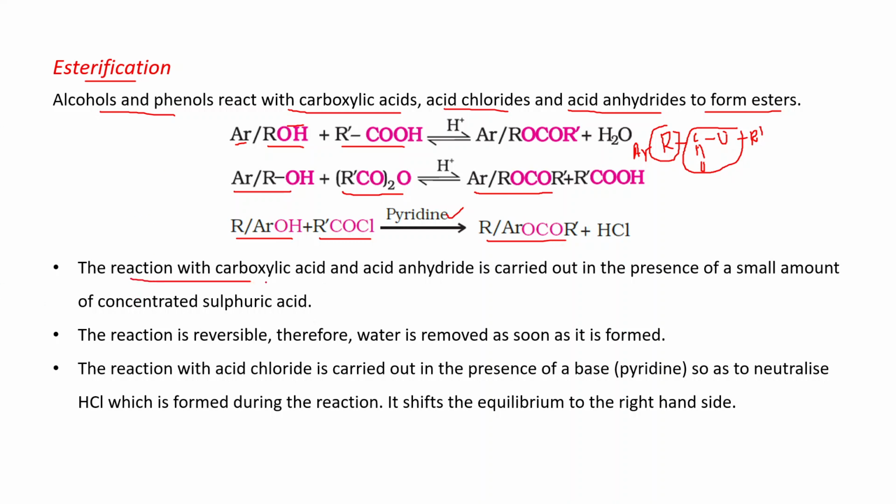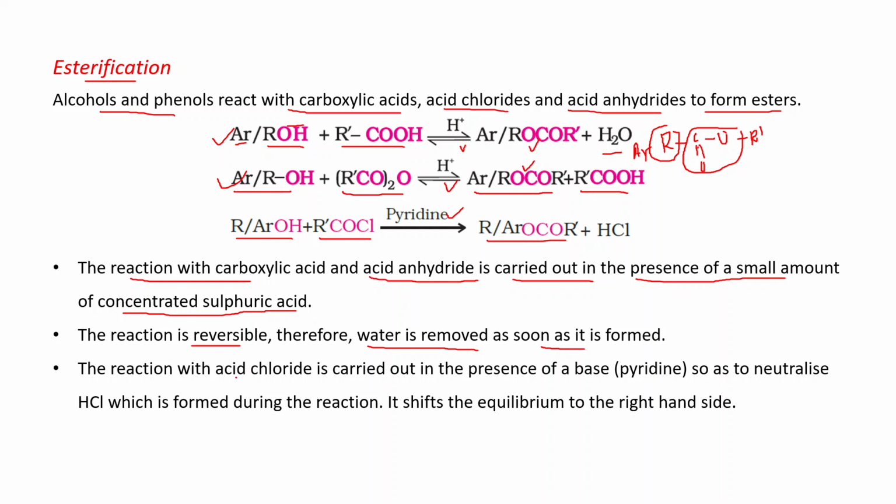Now the reaction with carboxylic acid and acid anhydride is carried out in the presence of a small amount of concentrated sulfuric acid. The reaction is reversible, therefore water is removed as soon as it is formed. Now see the first two reactions, these are the reversible reactions. That's why as soon as water is formed in this reaction, and in this reaction as soon as the carboxylic acid is formed, it should be removed to get more ester.